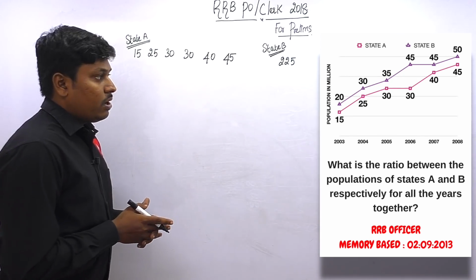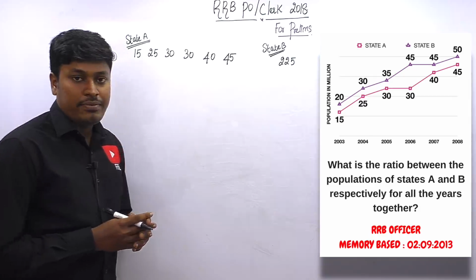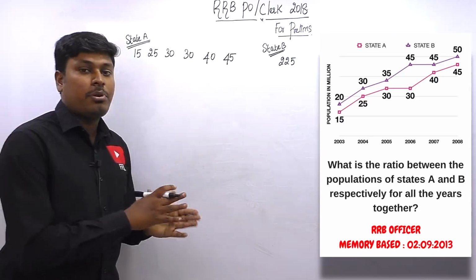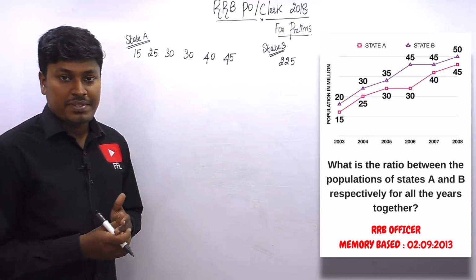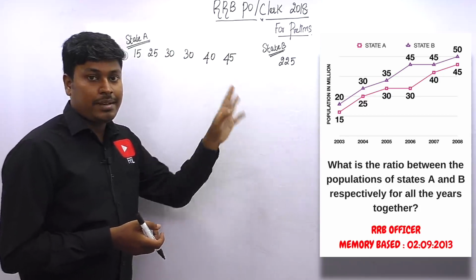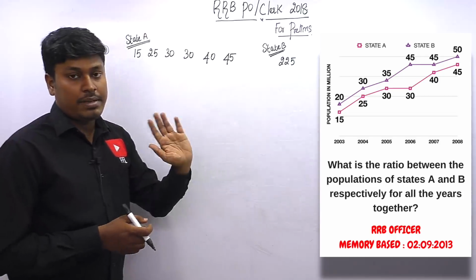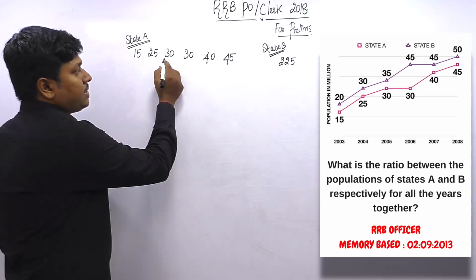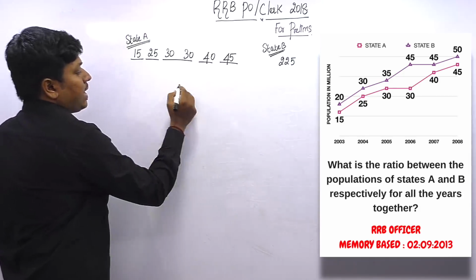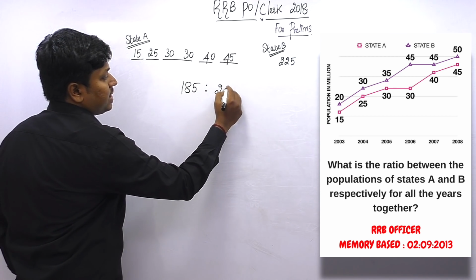Question number 4. What is the ratio between the population of state A and state B respectively for all the years together? So our target is to find the ratio of total population of state A and total population of state B. I think in question number 2 we have already found the total population of state B for finding the average, right? So we found the total population is 225 for state B. For state A, 30 will be 60, 100, 145, 170 and 185.